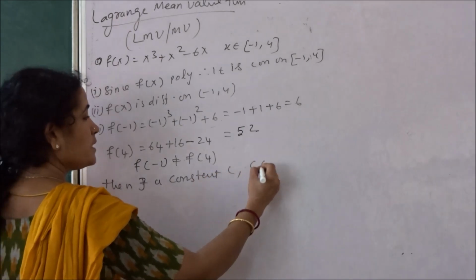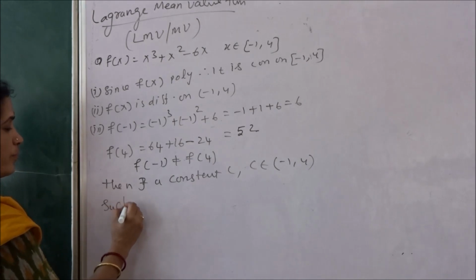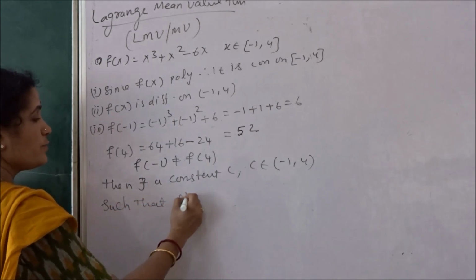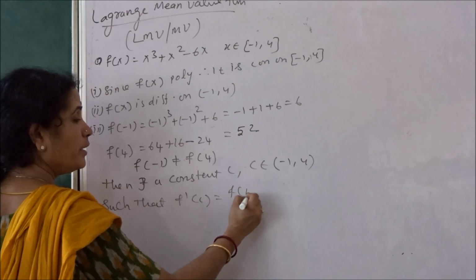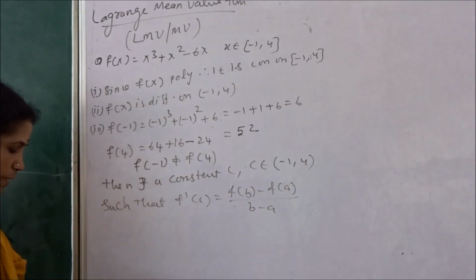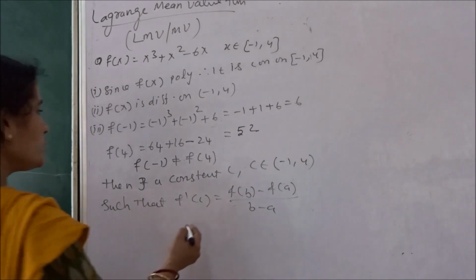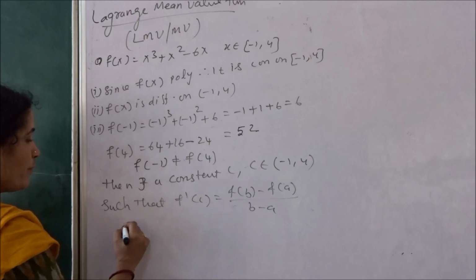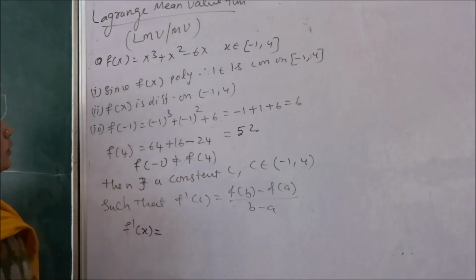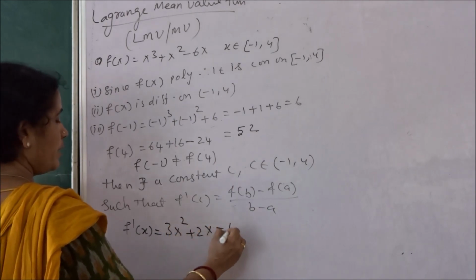C belongs to the open interval (-1, 4), such that f'(c) equals [f(b) minus f(a)] upon b minus a. Am I correct? Now let us find f(b) and f(a). First, I am finding f'(x). Differentiating, f'(x) equals 3x² plus 2x minus 6.